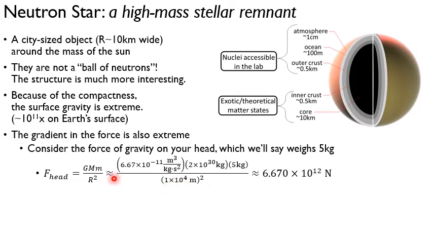star. So the force of gravity, this is Newton's G times the mass of our massive object, the neutron star, times the mass of whatever's being attracted here, this is our head in this case, divided by the distance squared, and this is the distance between the center of these objects. So we can plug in our numbers. Newton's G, we'll say that our neutron star weighs a solar mass. We'll call your head 5 kilograms.